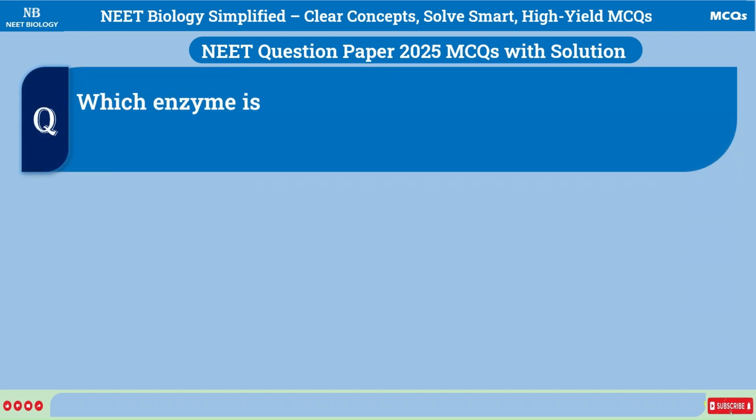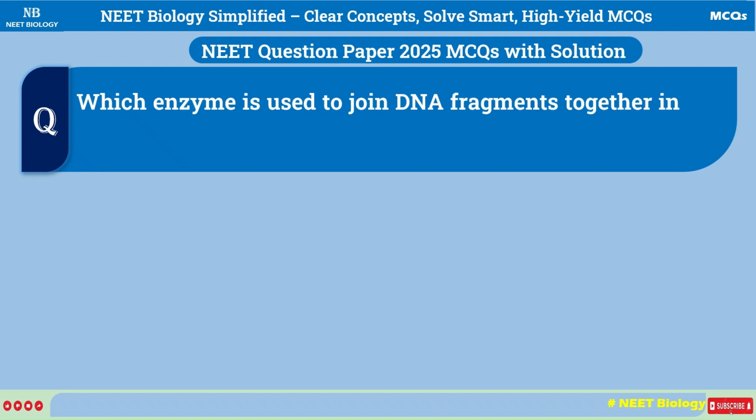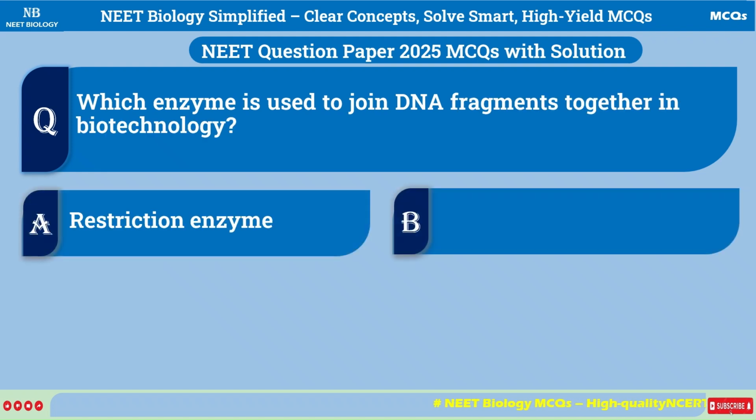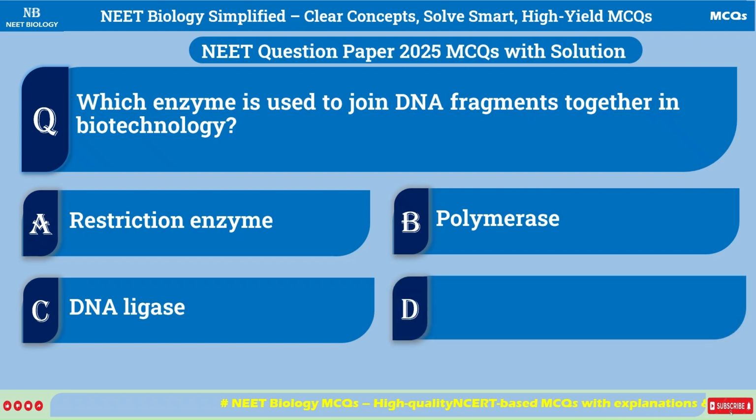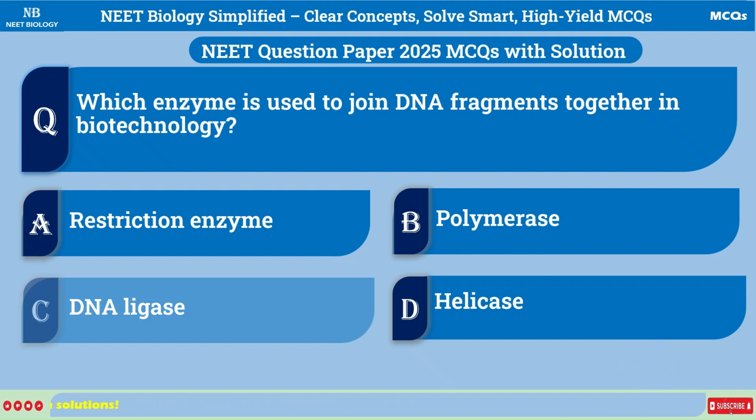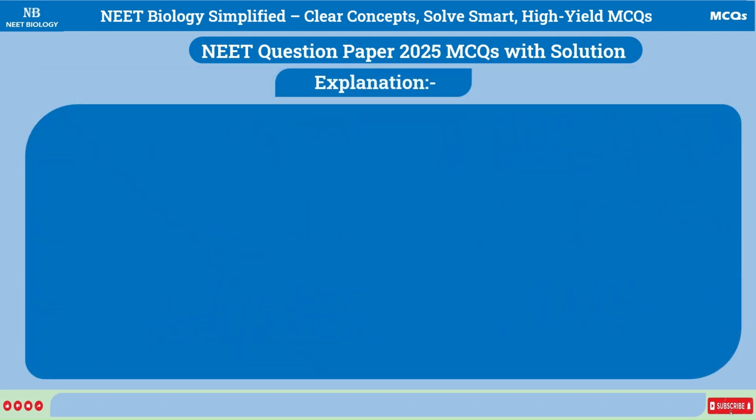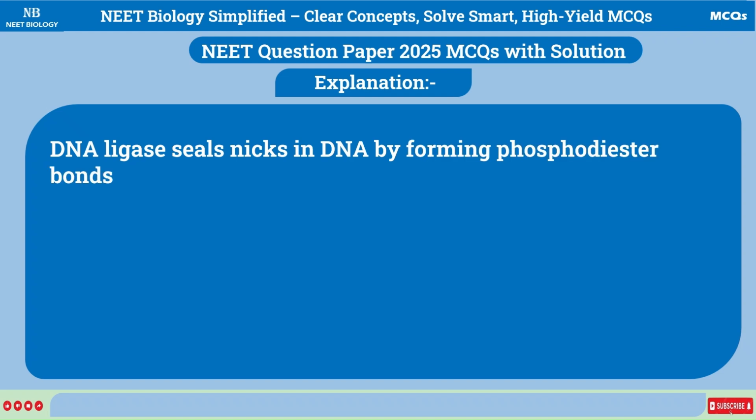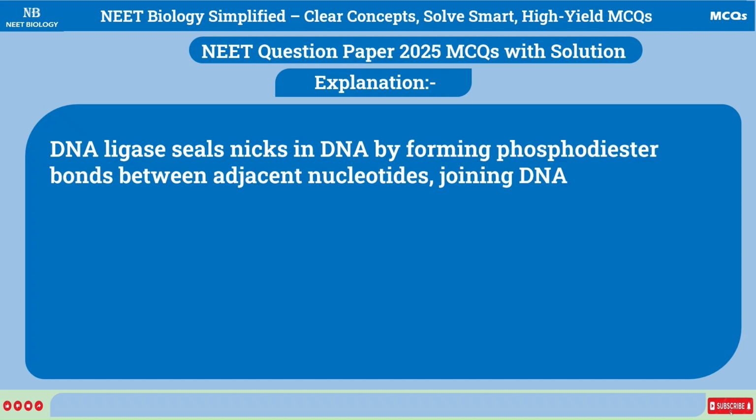Which enzyme is used to join DNA fragments together in biotechnology? Correct answer is C. DNA ligase. Explanation: DNA ligase seals nicks in DNA by forming phosphodiester bonds between adjacent nucleotides, joining DNA fragments.